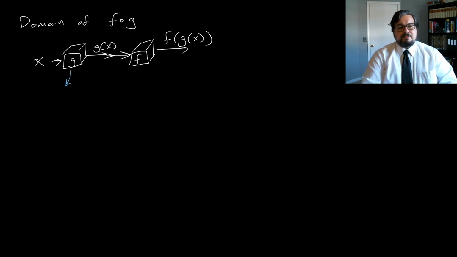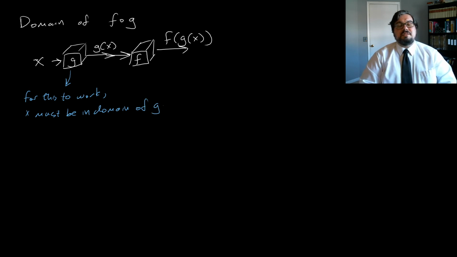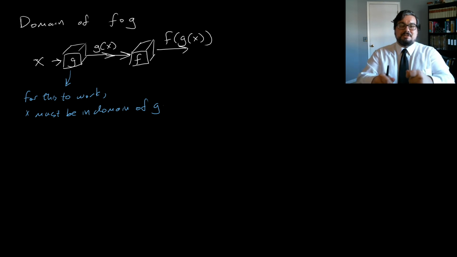So the first step, going from x to g of x, for this to work, x must be in the domain of g. If x were not in the domain of g, then we wouldn't be able to get any output. If x weren't in the domain of g, then trying to put x into the g function, the g machine, would cause things to break. Nothing would come out the other side. So in order for that first step to happen, x must belong to the domain of g to begin with.